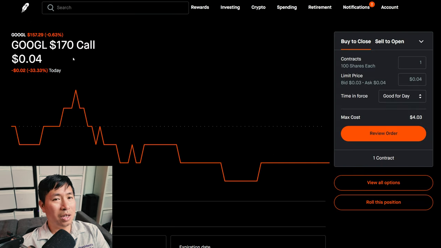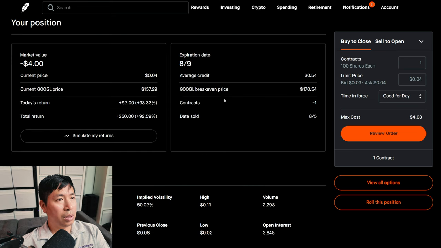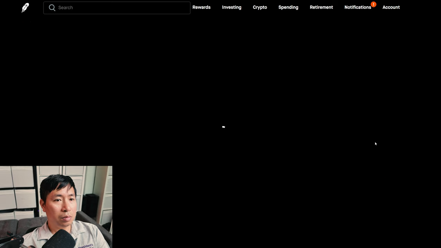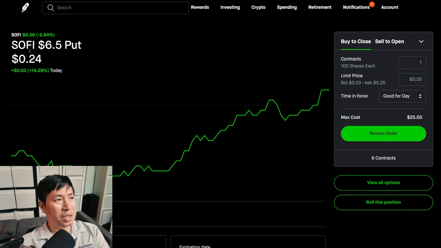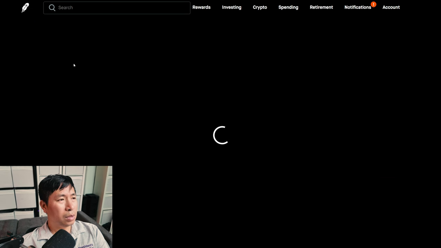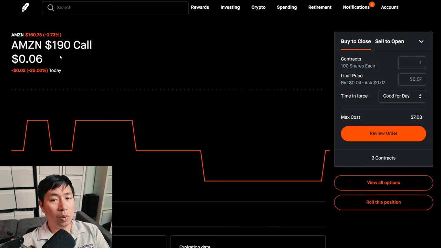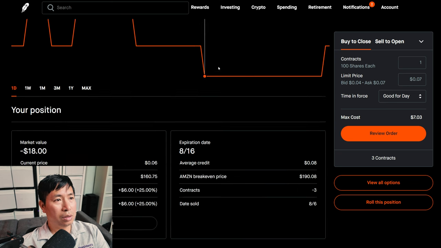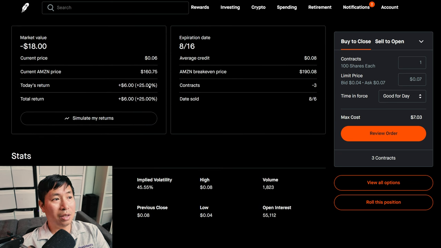I'm selling Google $170 covered calls. These expire August 9th. My total return, $50. I'm selling SoFi $6.50 puts. These expire August 9th. My total return, I am down $30. I'm selling Amazon $190 covered calls. These expire August 16th. My total return, $6.